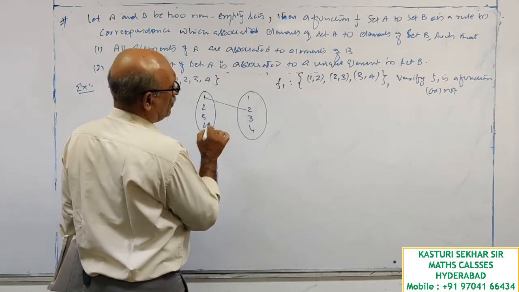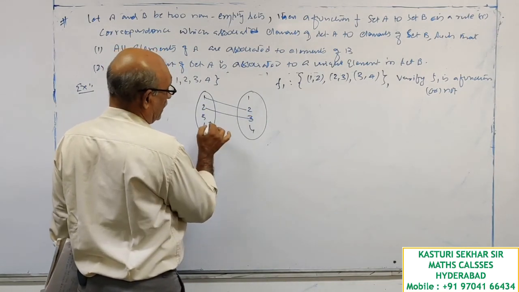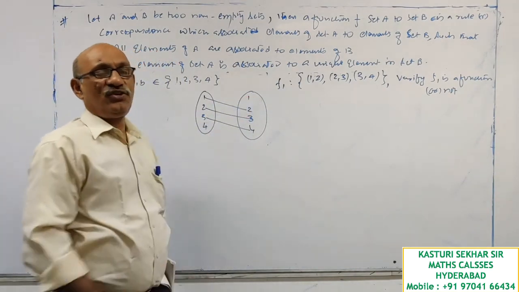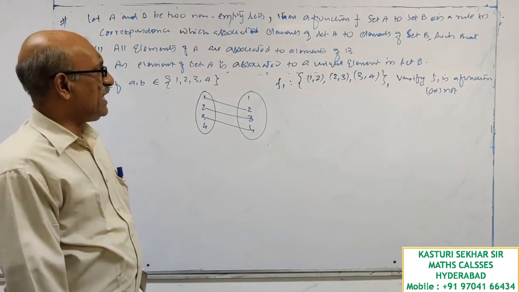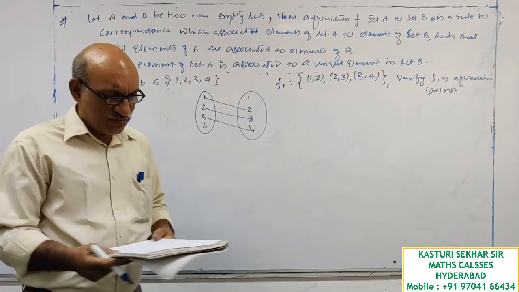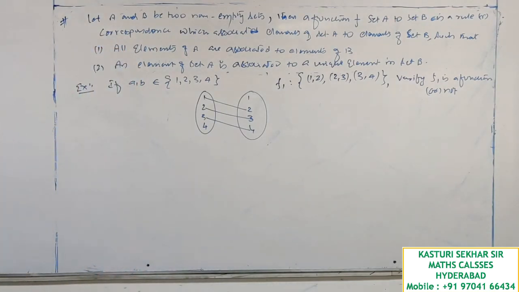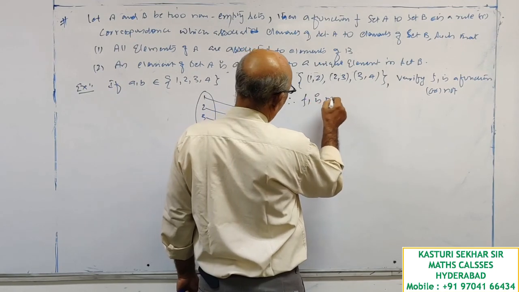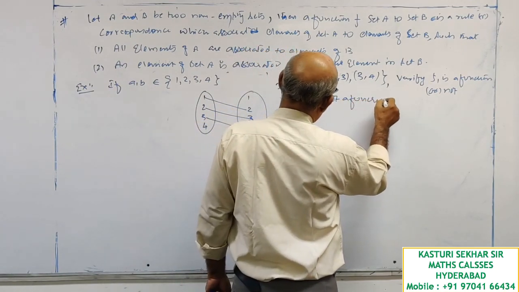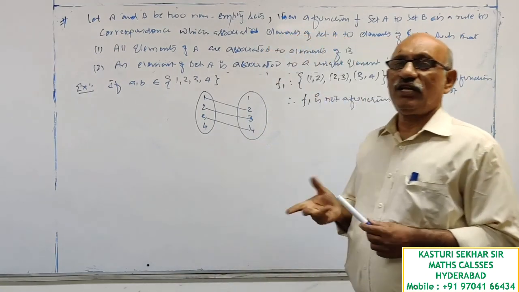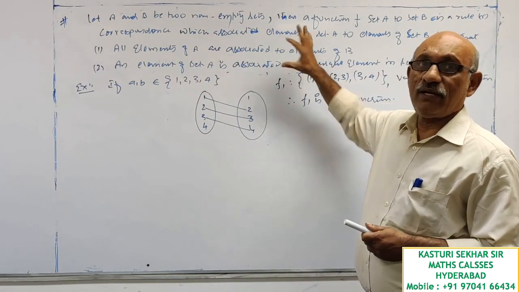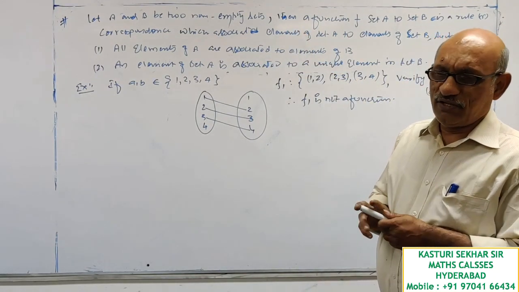1 is associated to 2, 2 is associated to 3, 3 is associated to 4. But there is an element 4 which has no association with any element on the other side. Therefore, F1 is not a function. This way you have to verify, sir, whether a relation is a function. If these two conditions are satisfied, then that relation is a function. Otherwise, it is not a function.